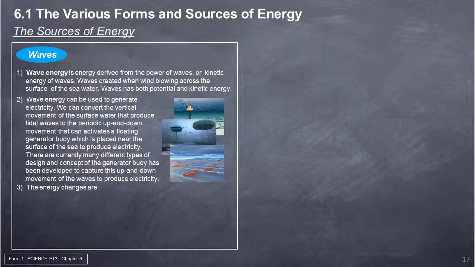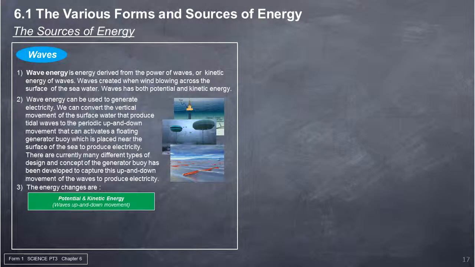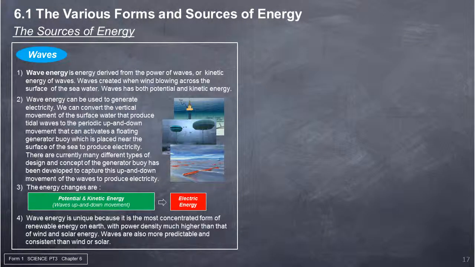3. The energy changes are: the potential and kinetic energy of the waves' up and down movement changed to electric energy. 4. Wave energy is unique because it is the most concentrated form of renewable energy on Earth, with power density much higher than that of wind and solar energy. Waves are also more predictable and consistent than wind or solar.